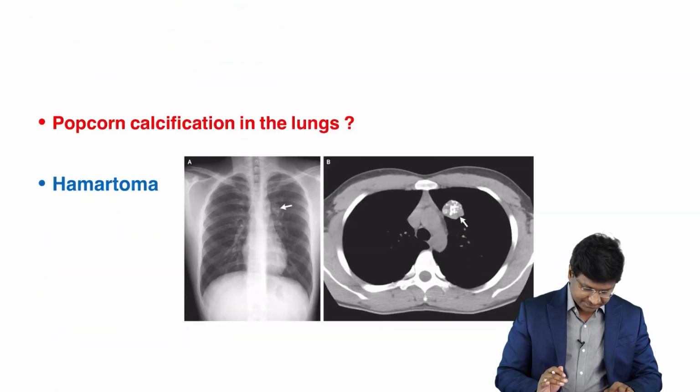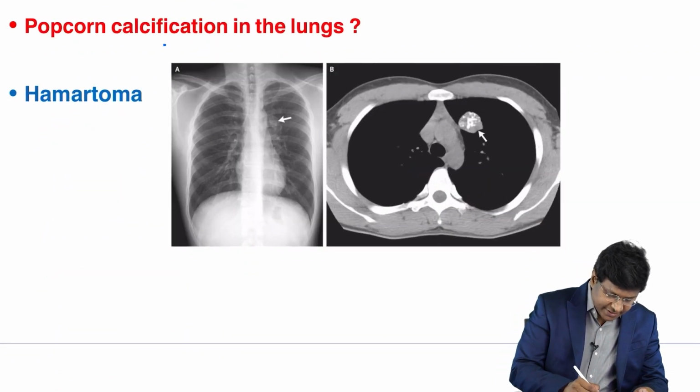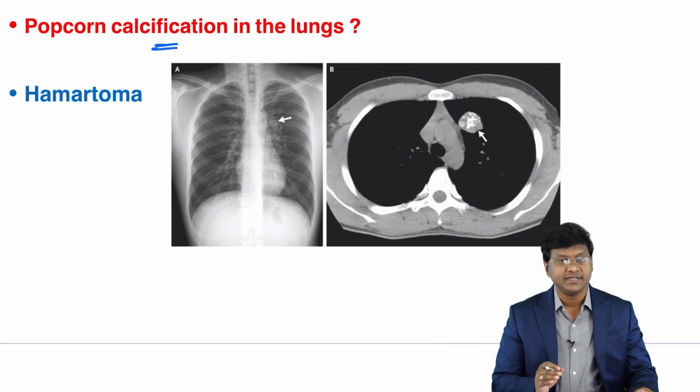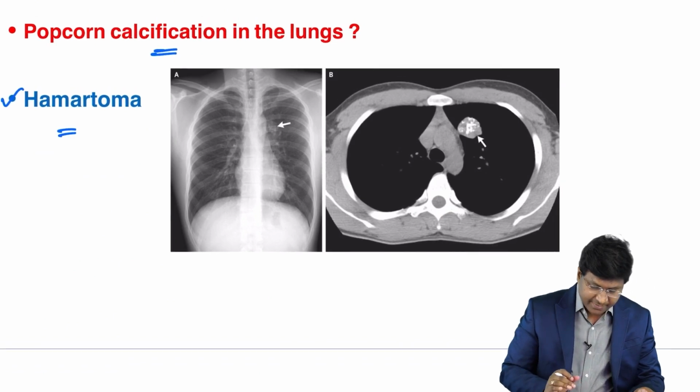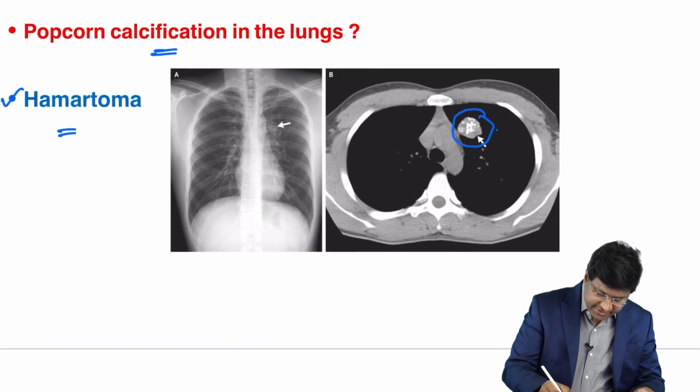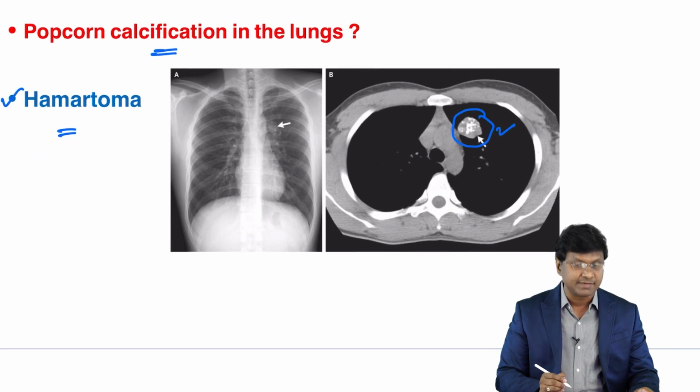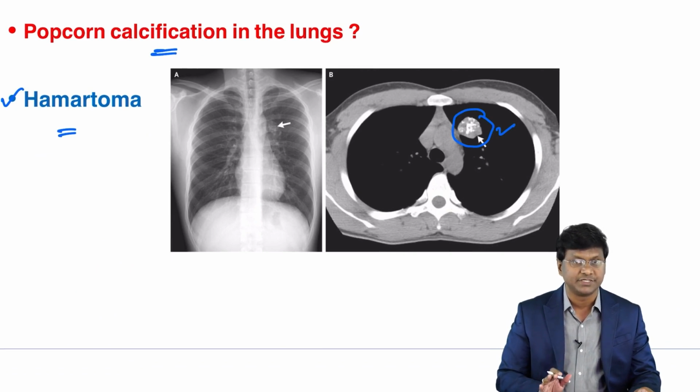Okay, next. Popcorn calcification in the lungs is seen in which clinical scenario? The answer is hamartoma. You can see here the popcorn calcification that you can observe within the lungs. The answer is hamartoma.